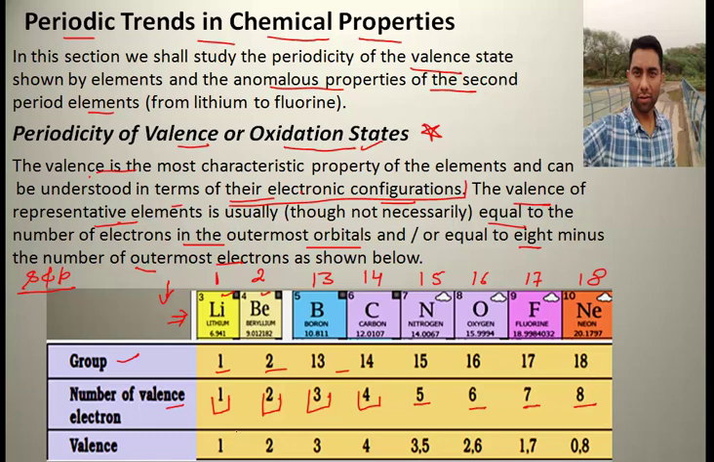Valence can also be defined as the combining capacity of an element, that is, how many electrons it will lose or gain for chemical combination or formation of a compound, right? So valence of first group 1, second group 2, 3, and then 14th group 4. So valency goes on increasing up to the middle.